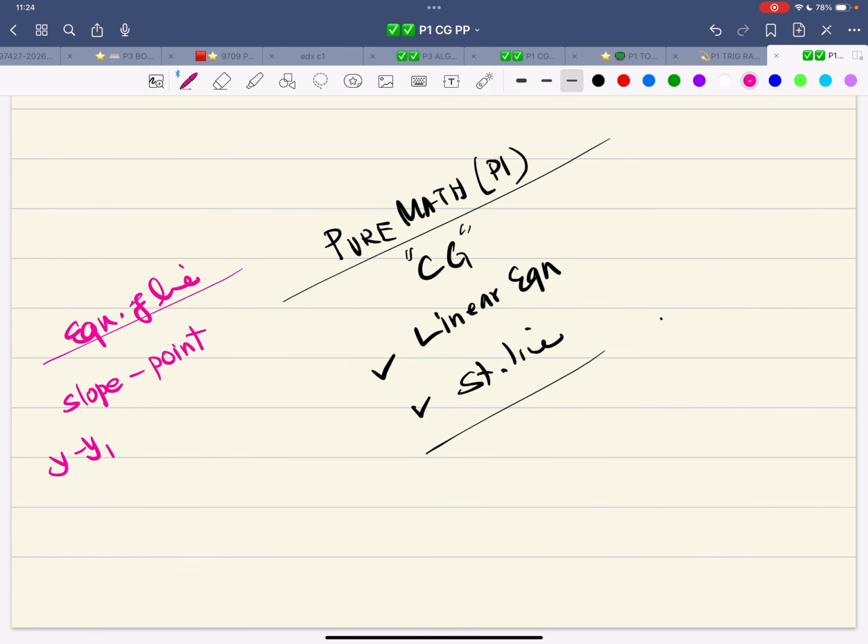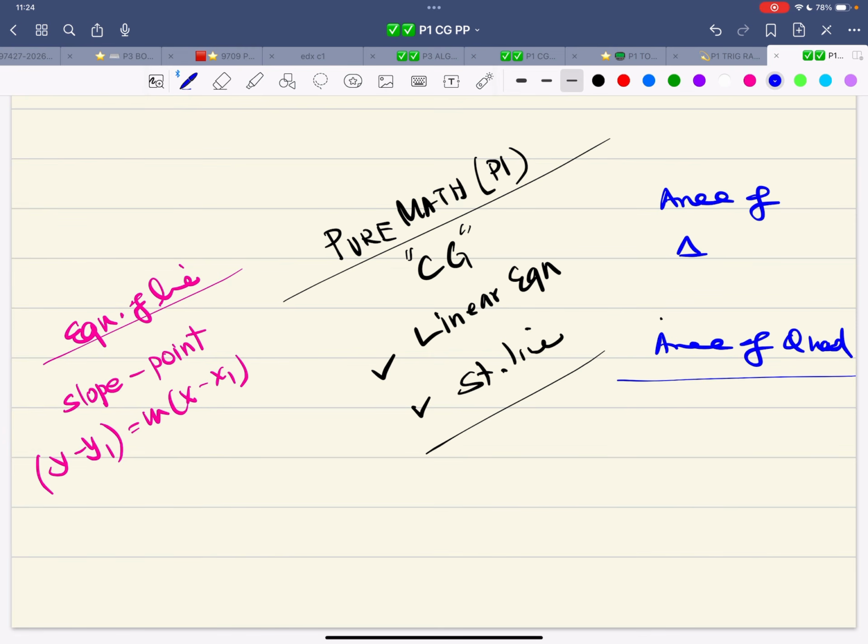Y minus y1 is equals to m times x minus x1. And the second thing that was taught new, that was area of triangle and area of quadrilateral using the new formula that is known as Heron's formula. So these were the new things that were taught in this video.